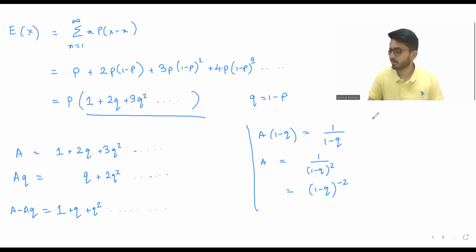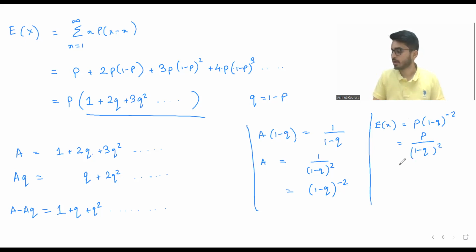Now again, let me just continue. Here I got A as 1 minus q whole to the power minus 2. So the expectation of x, I can write as p into 1 minus q to the power minus 2, which I can write as p by 1 minus q whole square. 1 minus q is nothing but p. So this is p by p square, which is nothing but 1 by p. Now all of you take this down and see whether each and every step is clear or not.